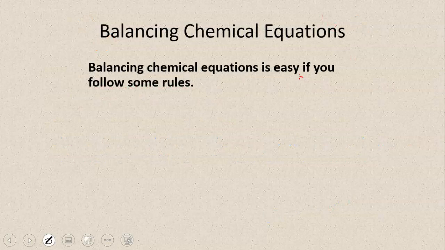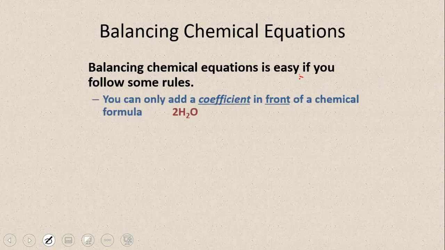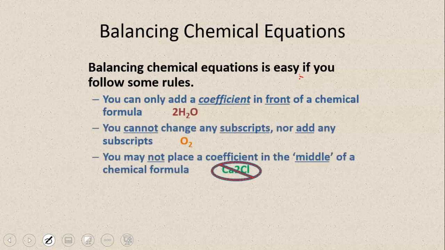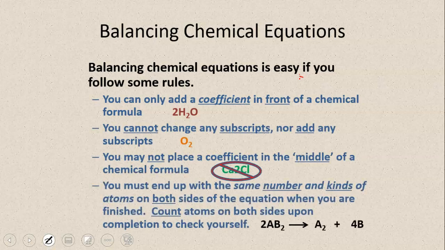All right, let's take a little bit of a look at balancing chemical equations. And the fact is that there are some rules that you have to follow when we balance chemical equations. So there are some guidelines that you have to go with. So here are our guidelines. Let's start with the first one. You can only add a coefficient in front of a chemical formula. Okay, that is the only thing that you are allowed to change.